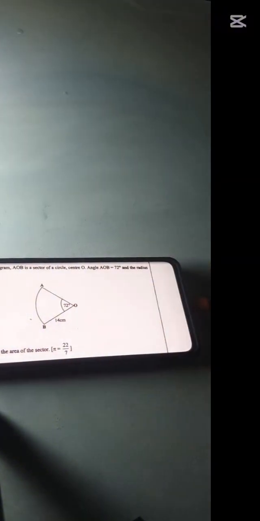The next question is saying, in the diagram, AOB is a sector of a circle, center O. The angle AOB is 72 and the radius is 14. So now they're saying calculate the area of the sector, taking pi to be 22/7.